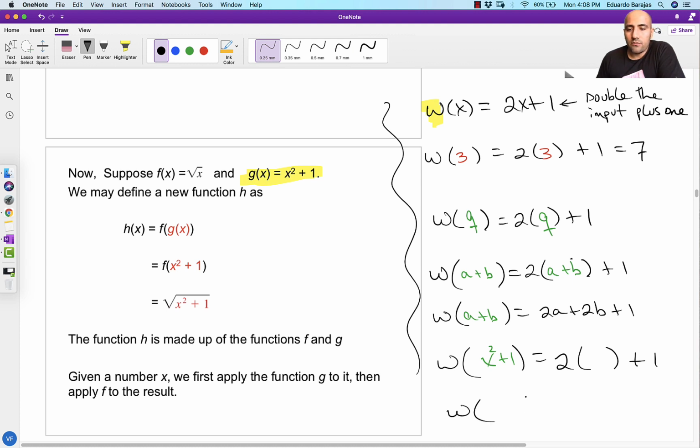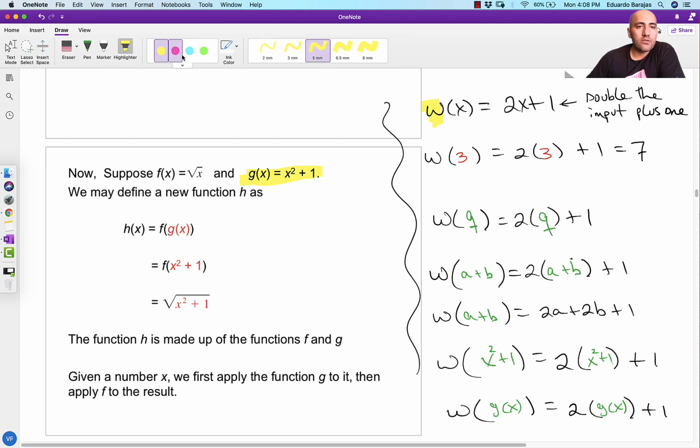Or I can also write it this way. I could say, well, it's also defined as g of x. So the little g of x goes inside there. So here, that means we replace the input with this amount. So this would be twice x squared plus 1. Or in here, we would define that as twice g of x plus 1. Okay, so hopefully that made sense.